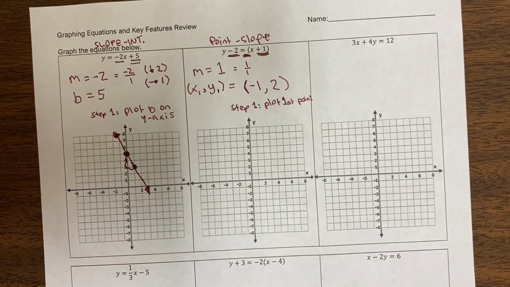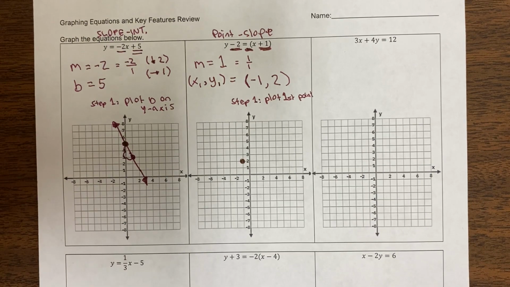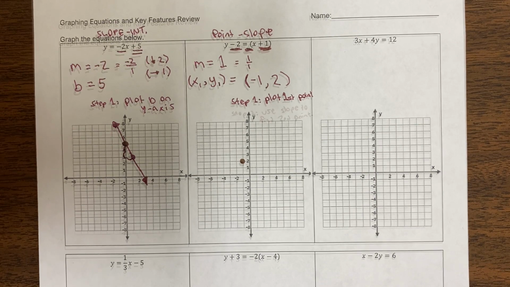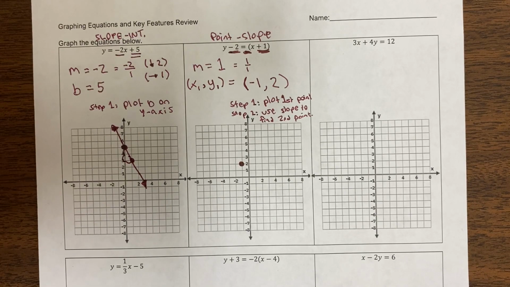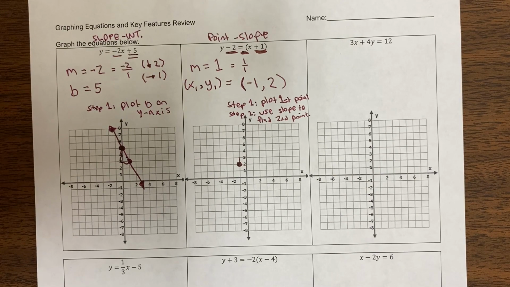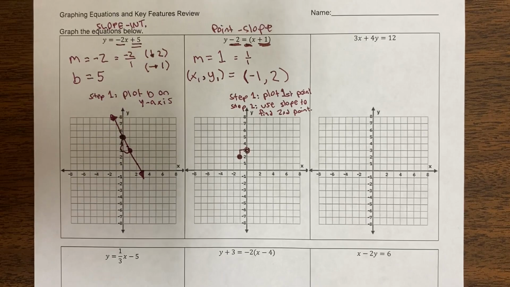Step 1 is going to be to plot your first point. So -1, 2. Step 2 is to use our slope to find a second point. Since I have 1 over 1 as my slope, that means I'm going to go up 1 and then over 1. So now I have my second point. I can go ahead and draw my line.